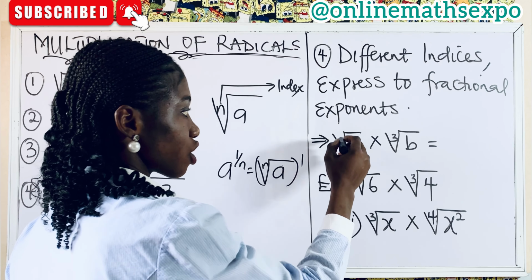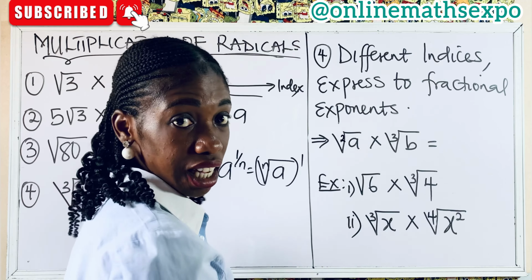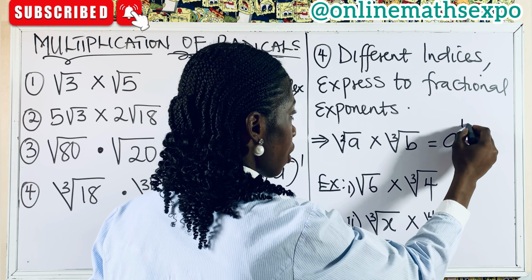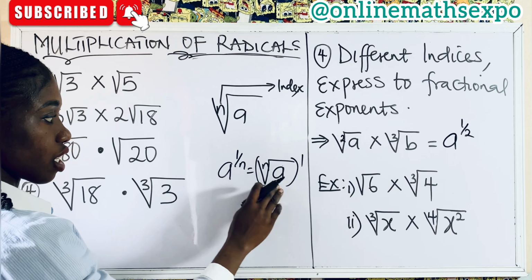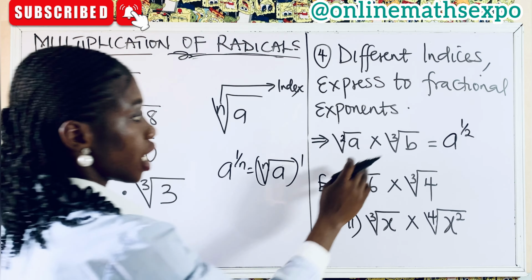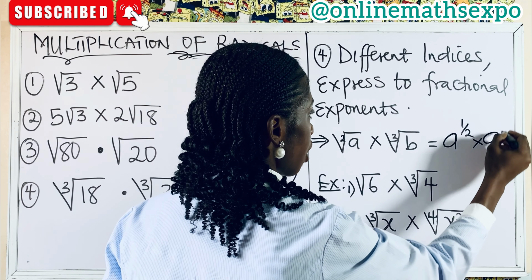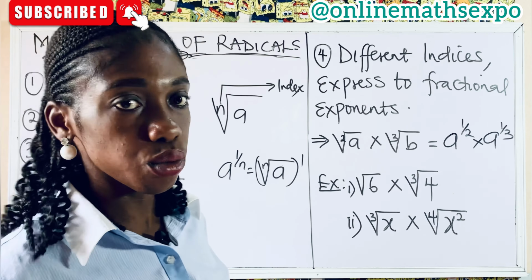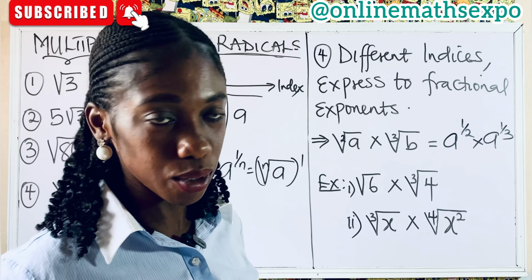So when you have this, remember the index there is 2. So it means that this a is the same as a to the power of 1 over 2, just like this, okay? Now this one will be what? A to the power of 1 over 3. So just follow through in this tutorial. You will see how to solve such problems, okay?